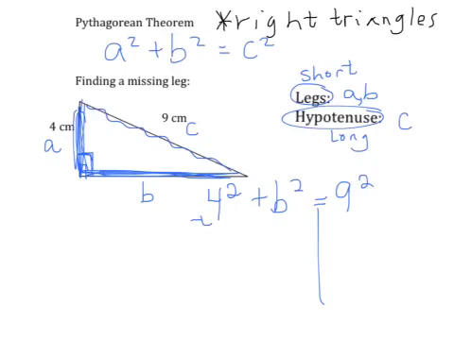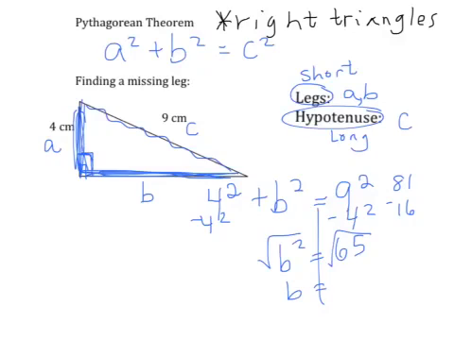I'm going to subtract 4 squared from each side, and I'll have to do that on the calculator, or I could do 81 minus 16, but it is not equal to 5 squared. So just be a little careful not to try to take a shortcut that doesn't really work. So 9 squared minus 4 squared is 65. And then I'll need to take the square root of both sides, and b will turn out to be the square root of 65, which is approximately 8.1.